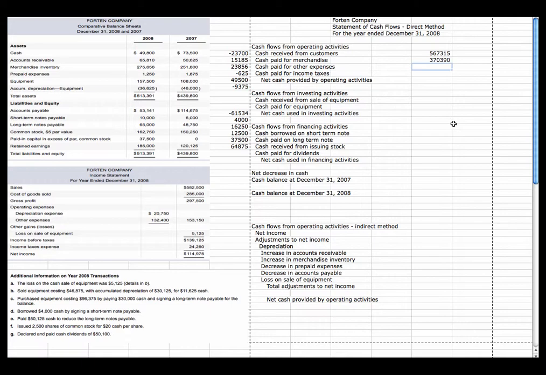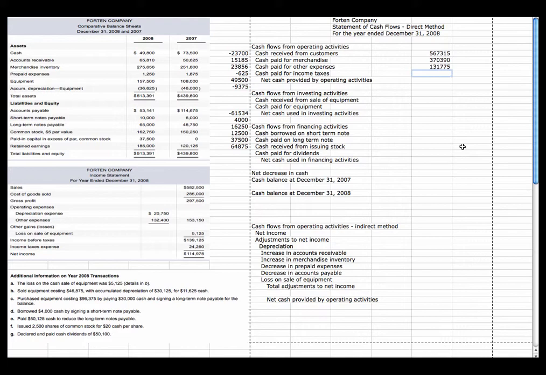So our other expense, we can create a formula. Our other expenses comes out to, as we look down here, 132,400. And then we're going to subtract out, because it's a decrease in the prepaid expenses, the decrease in the prepaid expenses of $625. So we'll come up with $131,775.